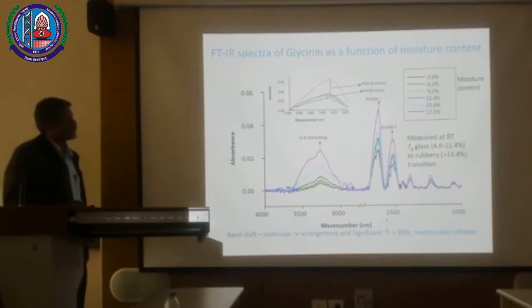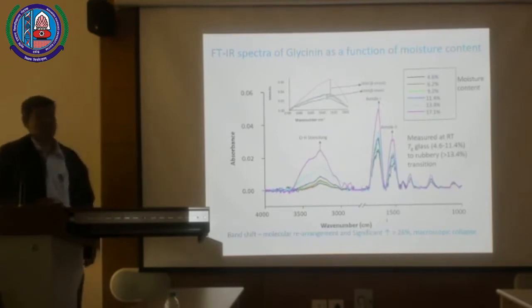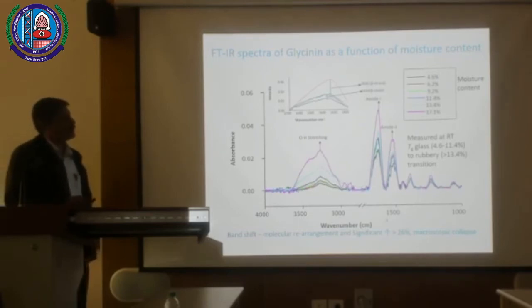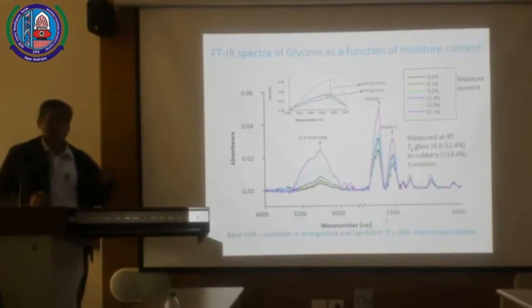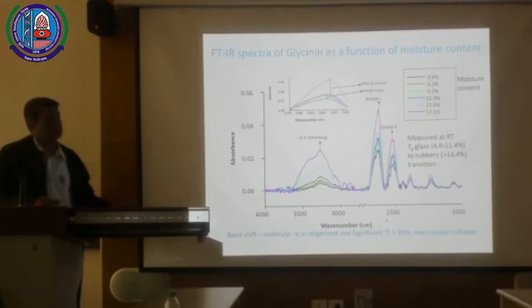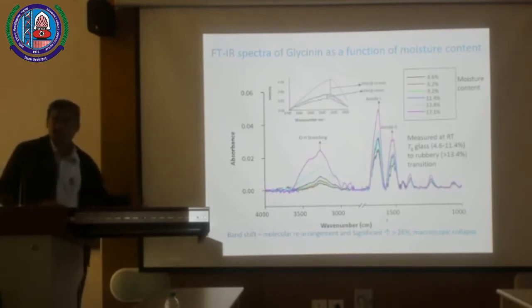Now, please look at the inset here. So this is the amide 1 region, the 1600 to 1700 region. This is the absorbance here. If you look at the midpoint of this peak, this is 17% moisture, and this is all up to 13% moisture. So this is 1634. The position of the peak means the FTIR data is telling us the molecule is predominantly in the beta sheet until 13% moisture.